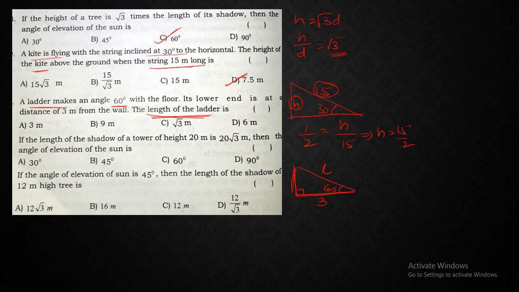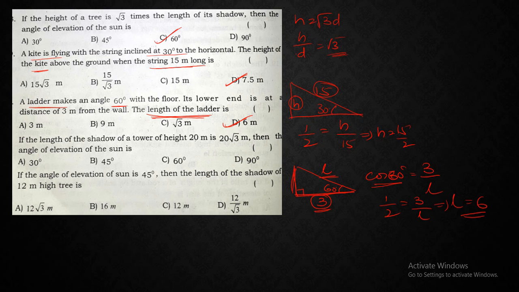So let it be L. Now with respect to 60 degrees, it is adjacent and hypotenuse. That means we need to apply cos. So cos 60 degrees is equal to 3 by L, because adjacent by hypotenuse, no? What is the value of cos 60? Cos 60 is equal to 1 by 2. So 1 by 2 is equal to 3 by L. On doing cross multiplication, L is equal to 6. So the length of the ladder is 6 meters.